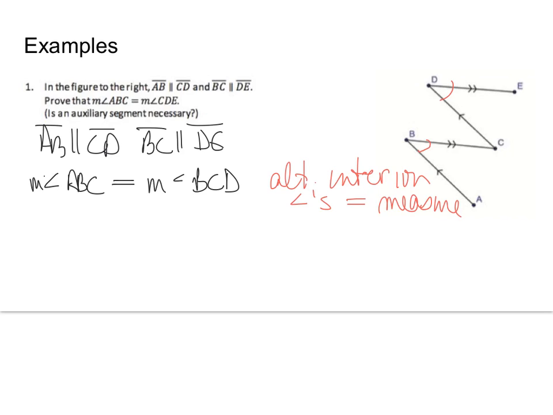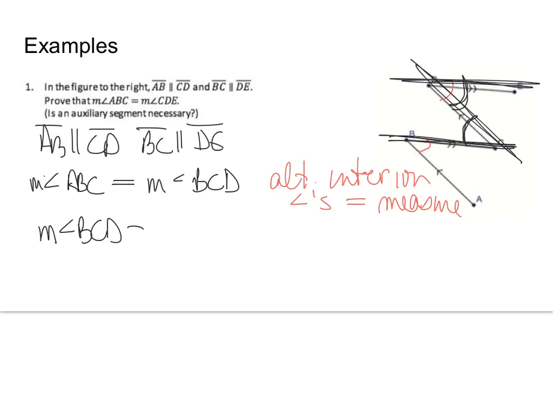Cool. Now I'm going to look at these two parallel lines and this transversal and say that this angle is equal in measure to that one for the same reason. So I have the measure of angle BCD is equal to the measure of angle, whoa, I really messed up my drawing, CDE. And that is actually for the same reason.